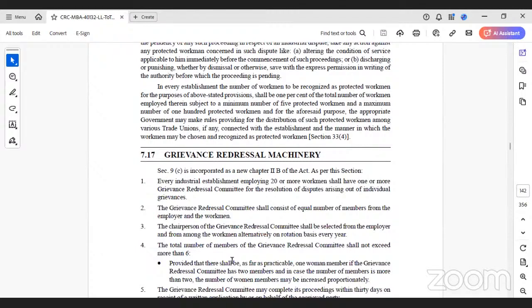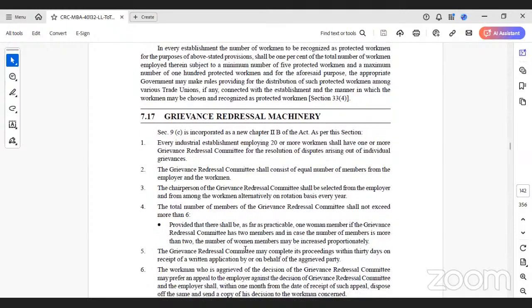And then we have grievance redressal machinery. Now, this is incorporated under Chapter 2B of the Act. Every industrial establishment employing 20 or more workmen shall have one or more grievance redressal committees for the resolution of disputes. And the grievance redressal committee shall consist of an equal number of members from both the employer and the workmen. And the chairperson shall be selected from the employer and from among the workmen alternately on a rotation basis every year.